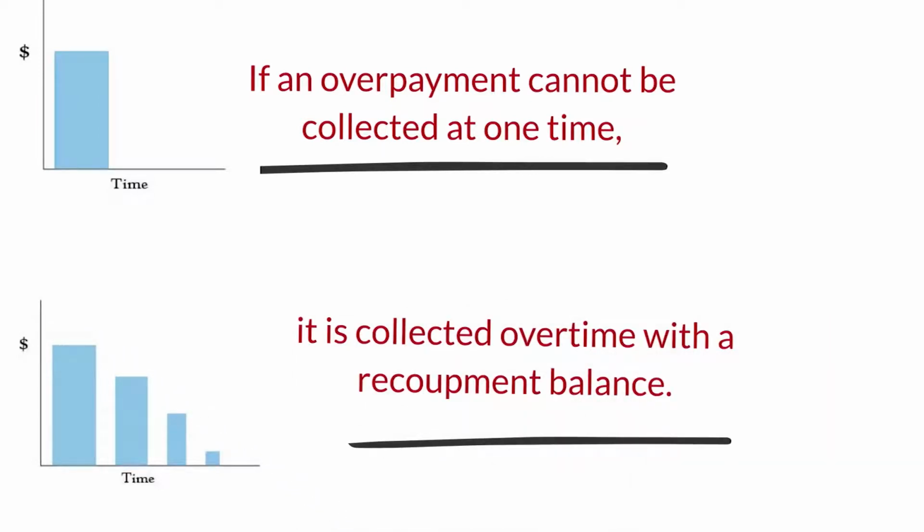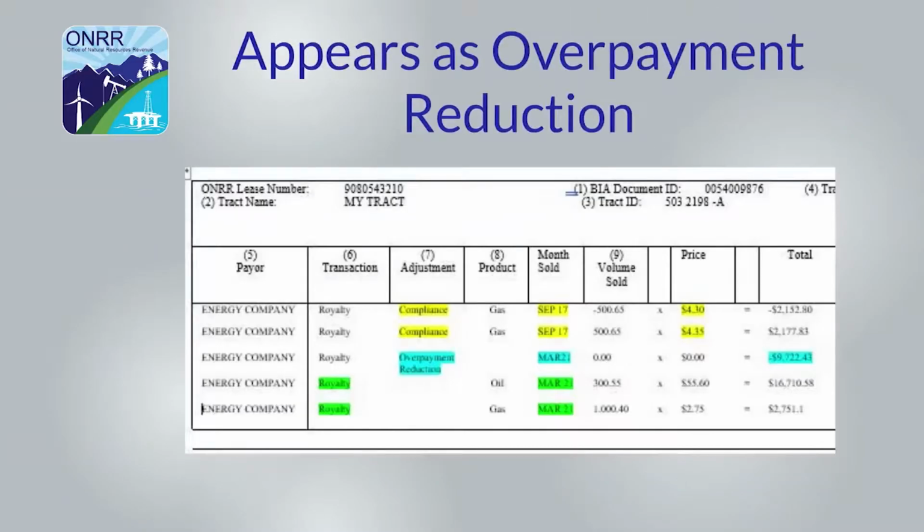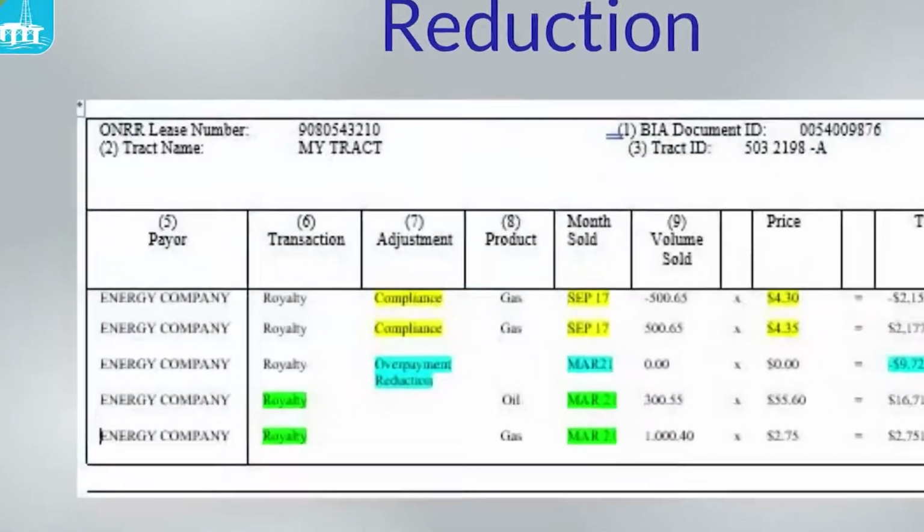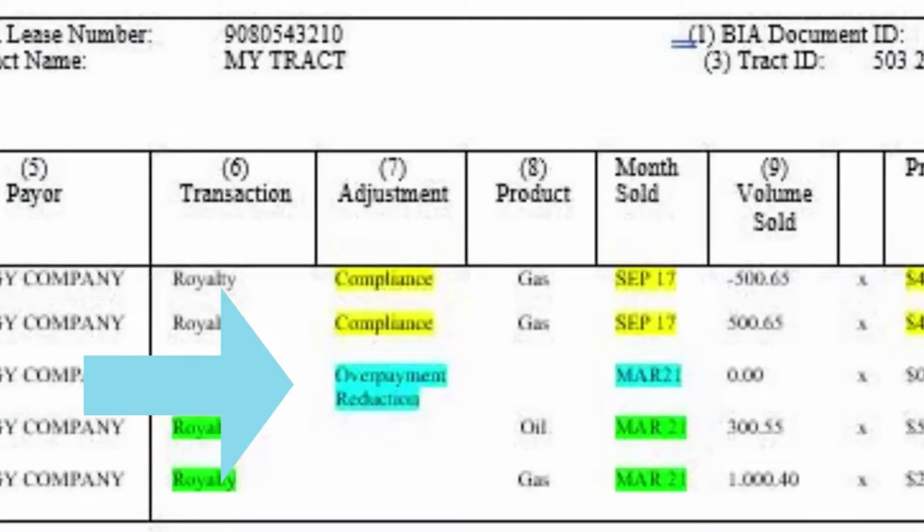Two bar graphs show money on the y-axis and time on the x-axis, one with one bar and the other with four. The recoupment will show up as an overpayment reduction in the adjustment section of your EOP.